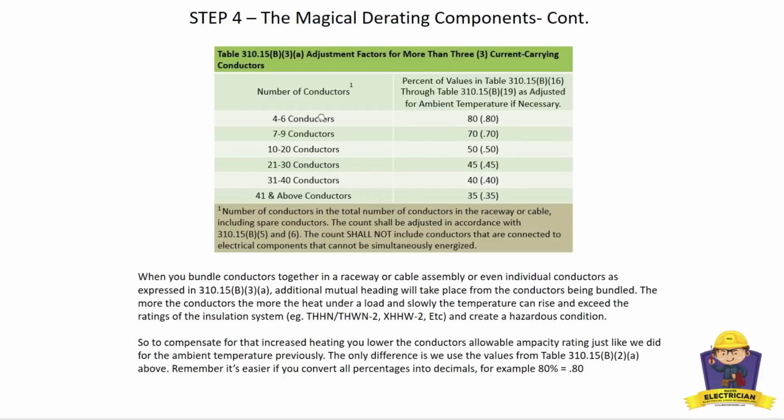Notice how this says 4 to 6. So again, this is for those applications that are more than 3 current carrying conductors, okay? So that's what this table applies to. And there are some notes down here, and we'll talk about those notes in a second.